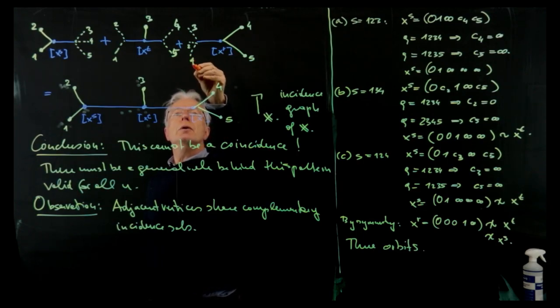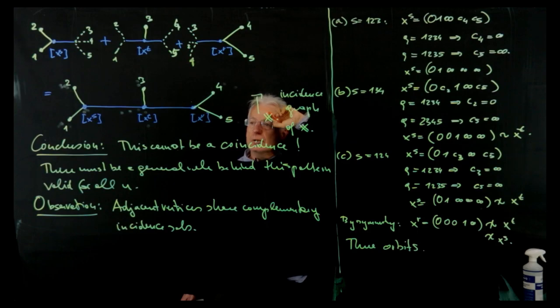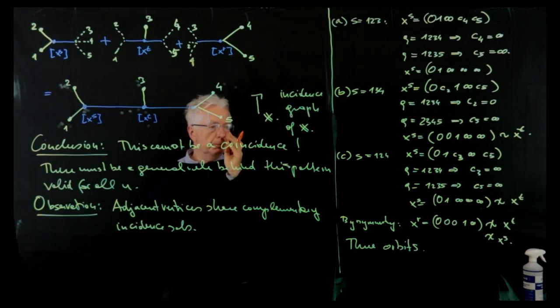This is a 1. I'm sorry. This is a 1, 2, 3, 4, 5. Yeah. I think it's correct, yeah. Yeah. So I think that's already quite a bit of information.